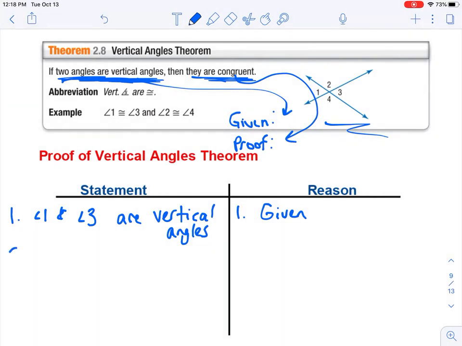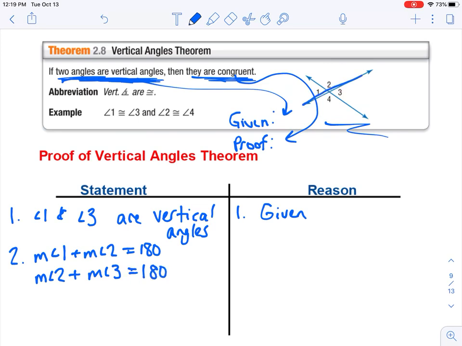So I'm going to follow a similar pattern to our first example, but this time I'm going to use 180. So I have the measure of angle 1 plus the measure of angle 2 equals 180. And I'm going to use the measure of angle 2 plus the measure of angle 3 equals 180. Now I see that 1 plus 2 has to equal 180 and 2 plus 3 has to equal 180. So this would be the definition of a linear pair because they form that straight line.